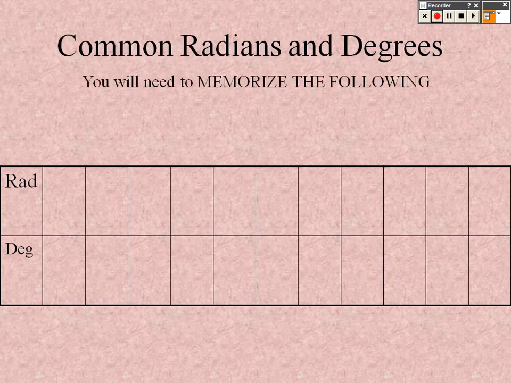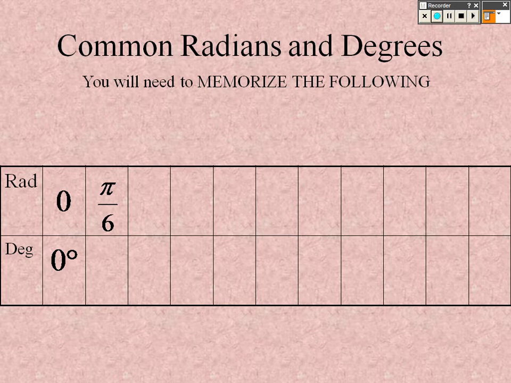So common radians and degrees, and you will need to memorize these. You will need to keep these to memory because you will run into these frequently, so you don't have to continuously sit there and try to switch these back and forth from degrees to radians. 0 radians and 0 degrees are identical. Pi over 6. So like I said, keep these in memory. Pi over 6, you can do the math, you can solve it, but just memorize these.